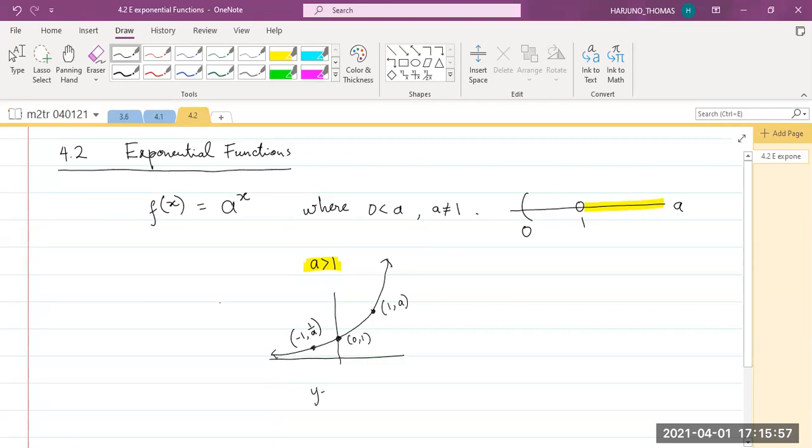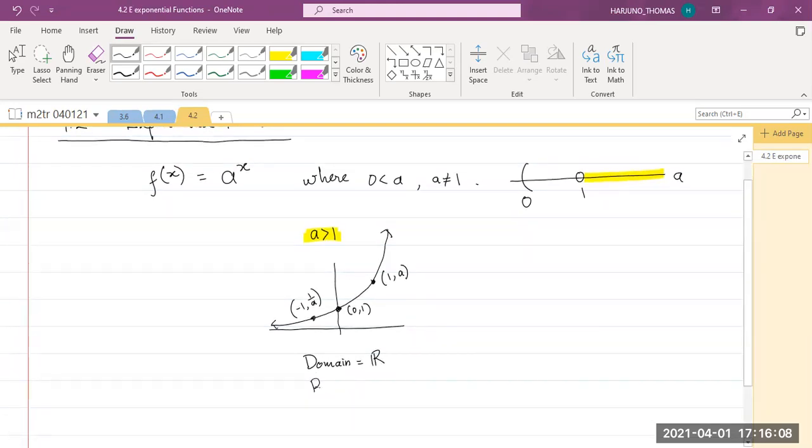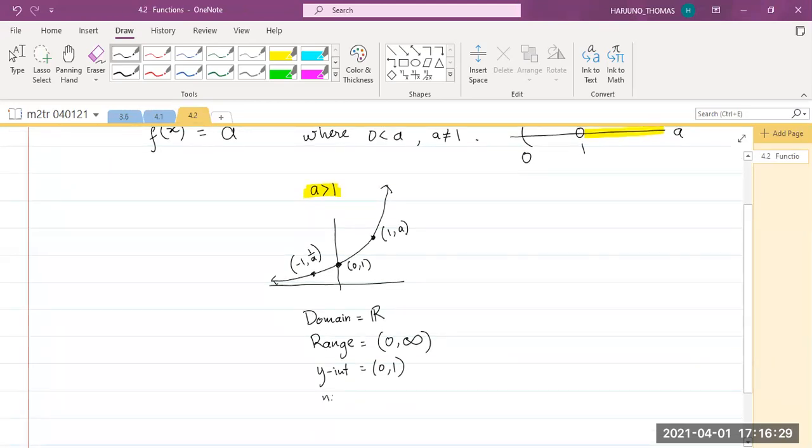The domain is all real numbers. You can plug in any x you like. The range is not all real numbers. The range is not even including 0. The range is the positive numbers from 0 to infinity, not including 0. The y-intercept is (0, 1). No x-intercept. And we have a horizontal asymptote on the left-hand side here, y equals 0.